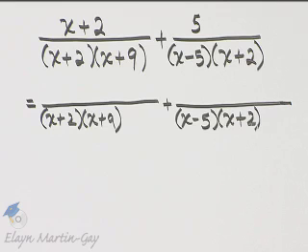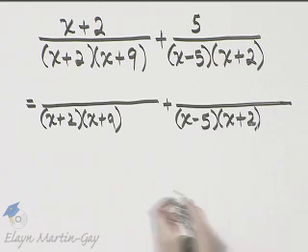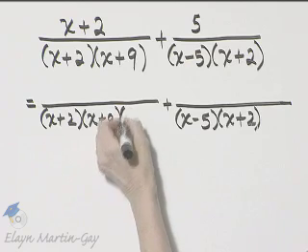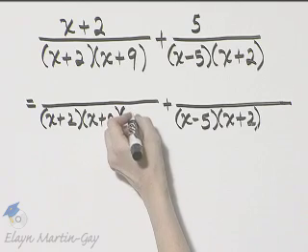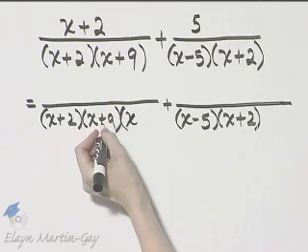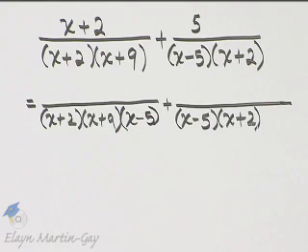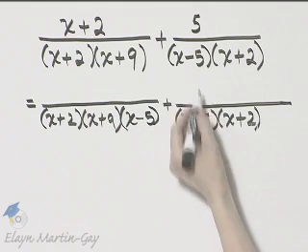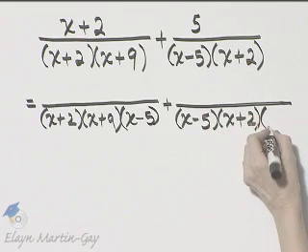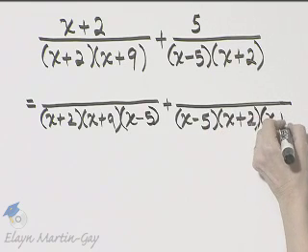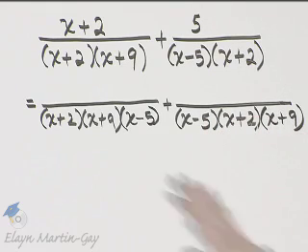So what do we need to do next? We need to write each rational expression as an equivalent rational expression, but with that least common denominator, which we said was x plus 2 times x plus 9 times x minus 5 as denominator. And here it would be x minus 5, x plus 2, what's missing here? X plus 9. Notice these two now are the same.